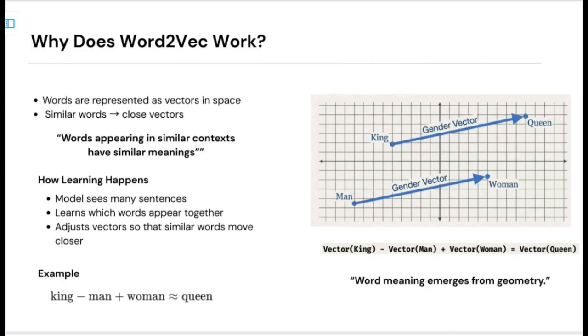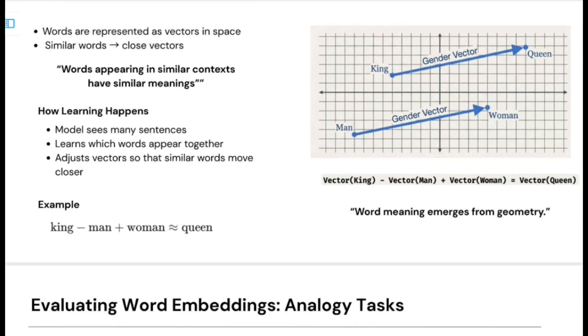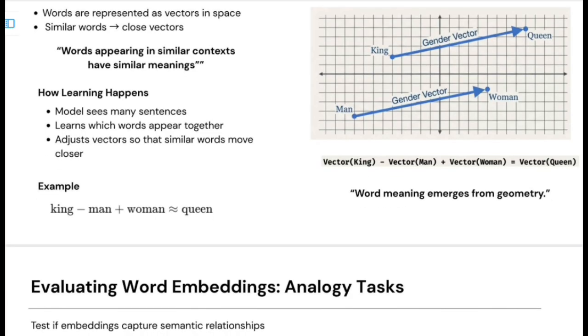So now that we have seen the models and the training tricks, let's step back and ask a deeper question. Why does word2vec work? At a high level, the model is doing something very simple. It's repeatedly adjusting word vectors based on how words co-occur in text. Every time two words appear together, their vectors are pulled closer. And every time they don't appear together, especially in negative sampling, their vectors are pushed apart. Over millions or billions of such updates, a structure starts to emerge.